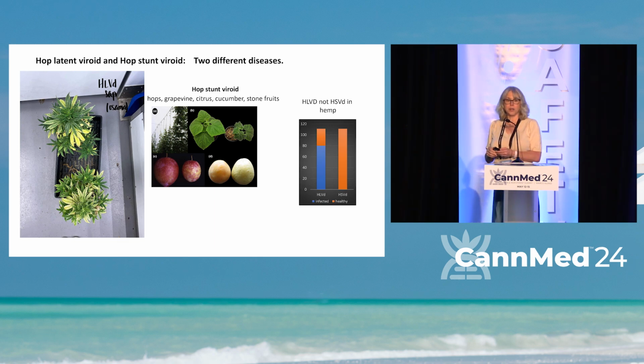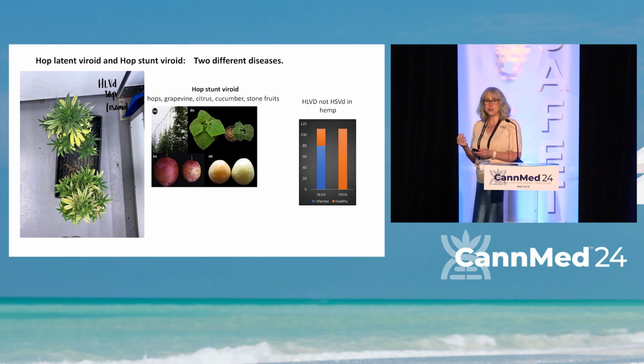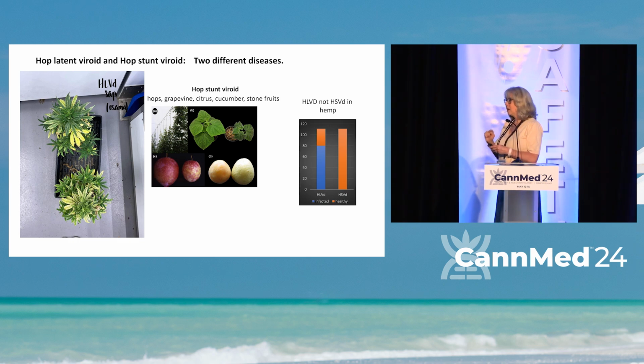And so what I also wanted to start my talk with was to differentiate hop latent viroid from hop stunt viroid. I found in talking with folks that it's very easy to mix the two up. They are actually two different species of viroids. They both infect hops. They both seem to cause a stunting when they cause disease. But hop stunt viroid is a different organism altogether.